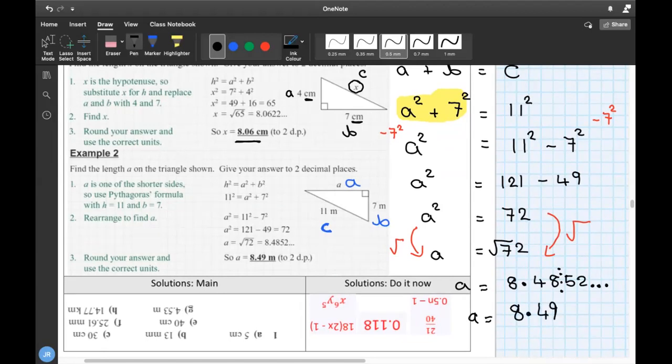Our units this time were meters. So you must be paying attention to those units there. So our final answer here is going to be 8.49 meters.